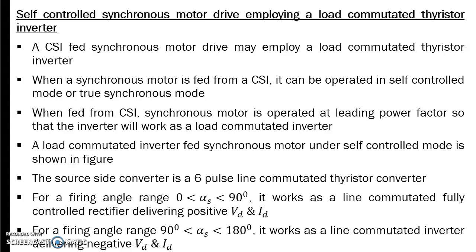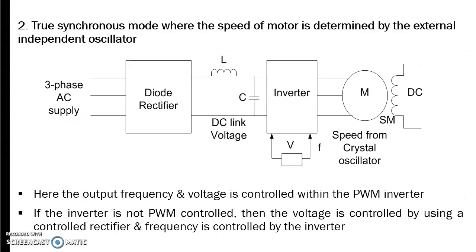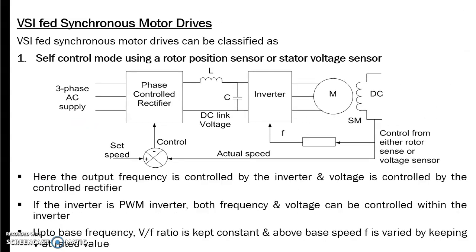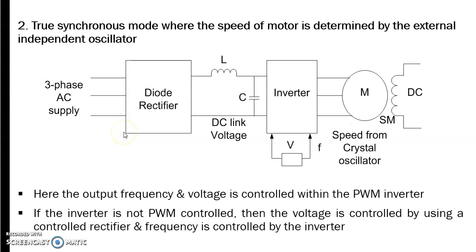So we already discussed some of the schematics of true synchronous mode and self-controlled mode of operation. Here you can see that we are using either a rotor position sensor or voltage sensor, and from this information we are finding out the actual speed, and it is compared with the set speed. Similarly, in a true synchronous mode we are using a separate oscillator which is actually varying the frequency.